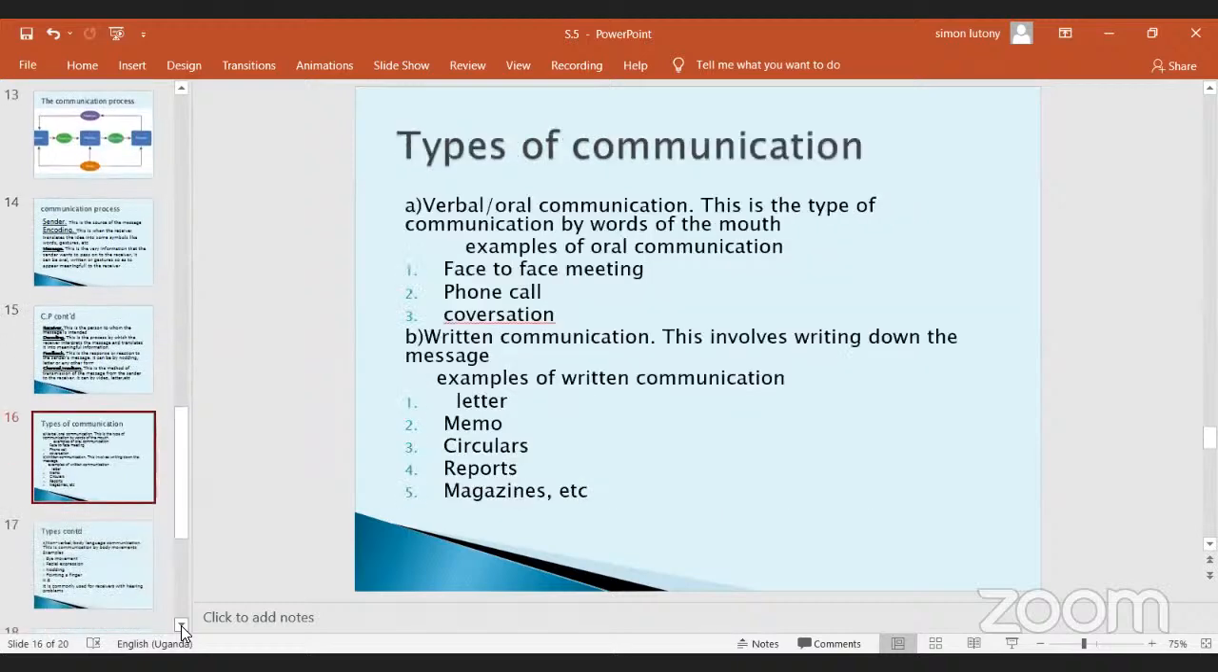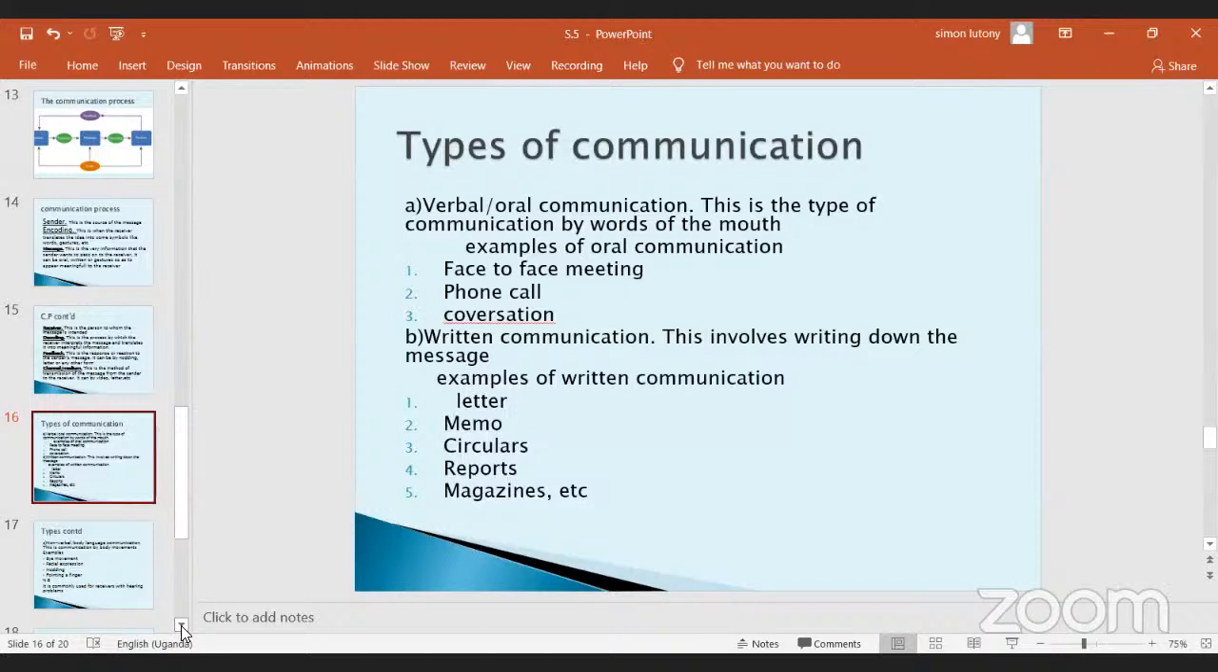Moving on, we have another subheading here. It says types of communication. Basically, when you talk about the types of communication, there are only 4, and those are the ones that we always concentrate on. There is what you call verbal or oral communication. With oral communication, we are saying that's the type of communication by words of the mouth.